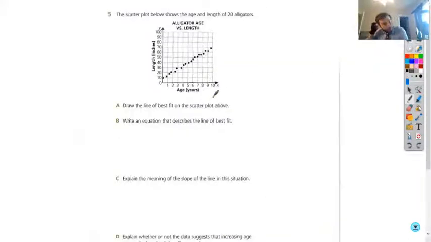All right, so this one says the scatter plot below shows the age and length of 20 alligators. Draw the line of best fit for the plot above. So again, we're going to draw a line of best fit. We're just going to estimate it here. Again, I'm going to start at an easy number to work with, which is right here at 0, 10. So my line will start at 0, 10, and then I'm going to keep extending it all the way till I hit here at 10, 70.